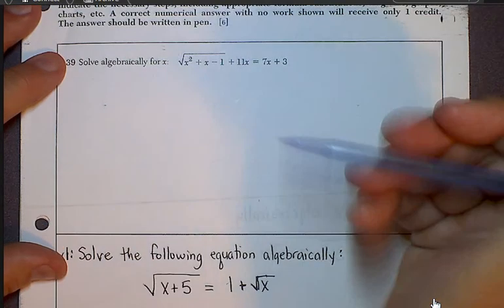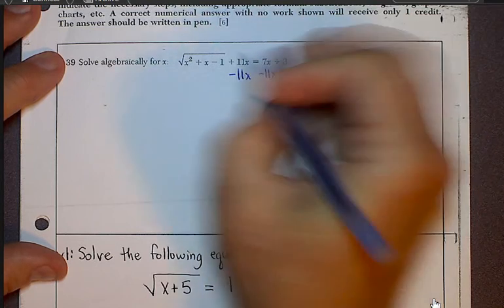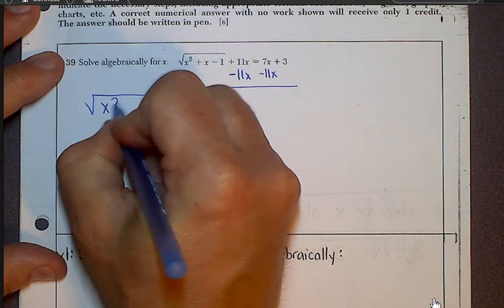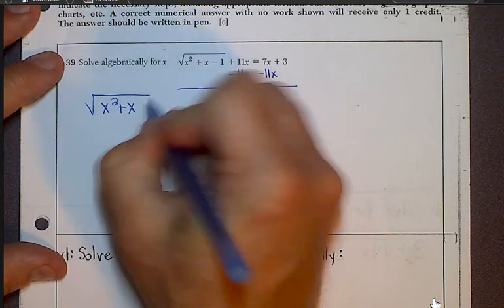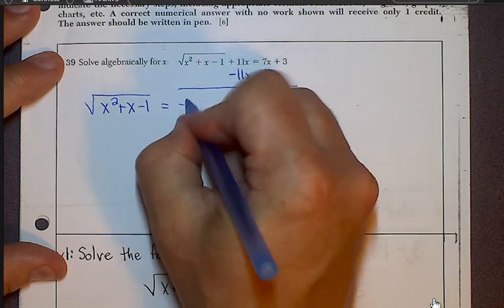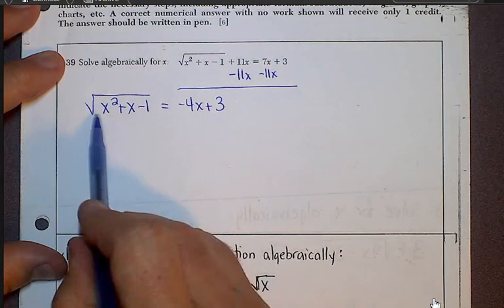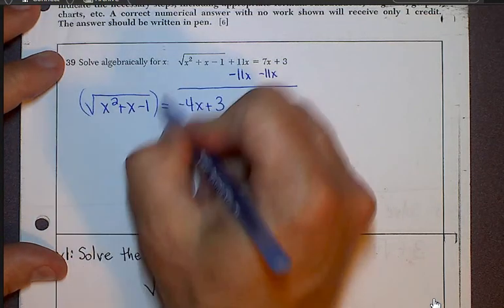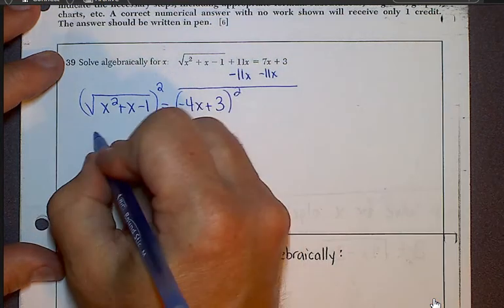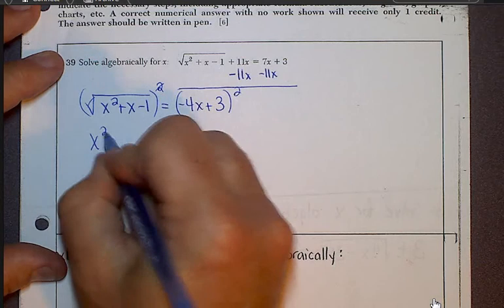So what I'm going to do is subtract 11x from both sides, leaving me with the square root of x squared plus x minus 1 is equal to 7x minus 11x, which is a negative 4x, plus 3. All right, now I want to get rid of the square root, so I'm going to square both sides. On this side the square root and the square cancel, leaving me with x squared plus x minus 1.